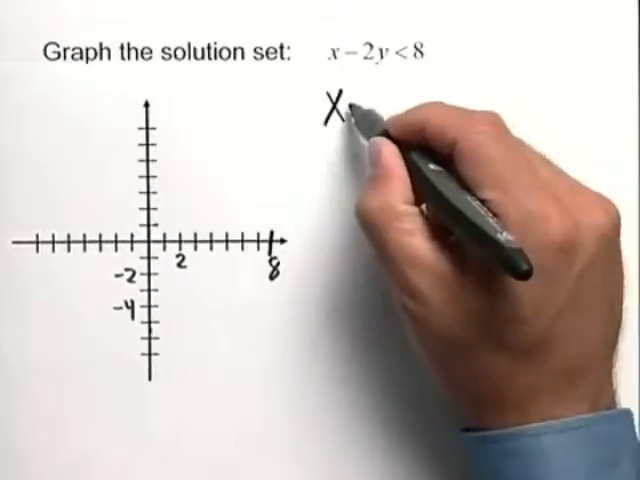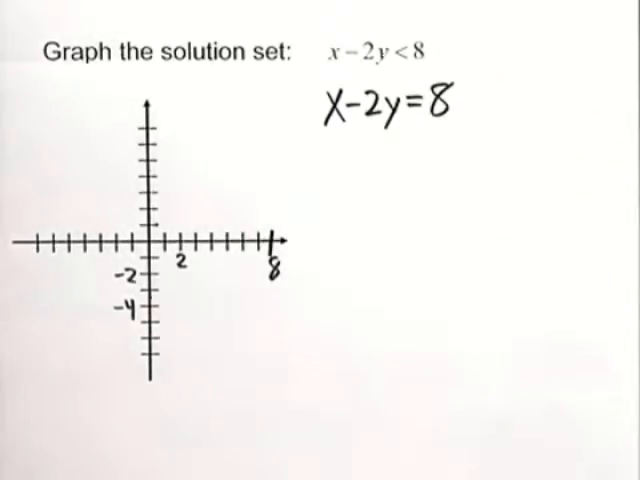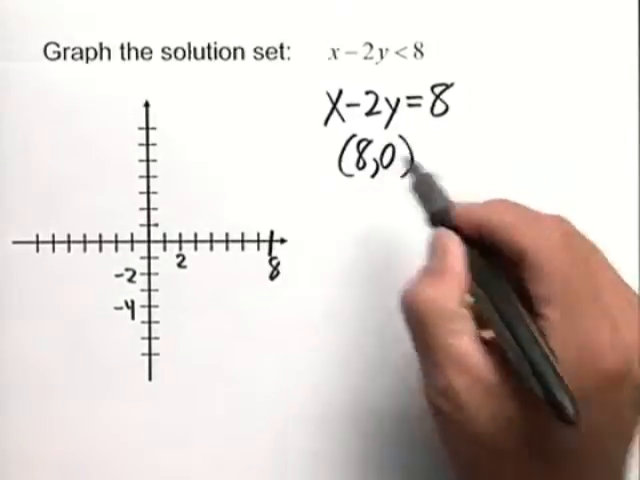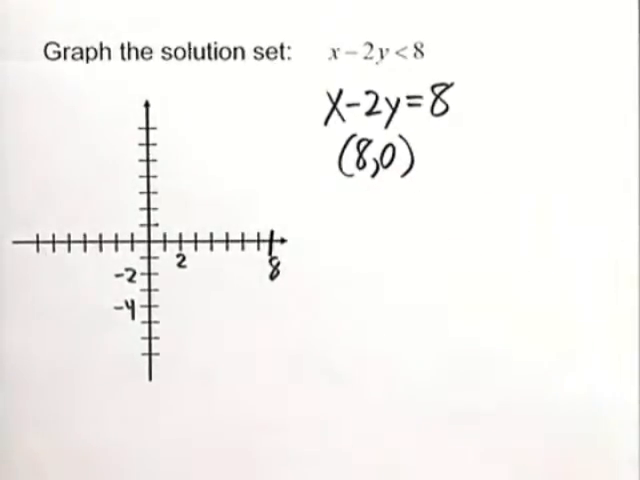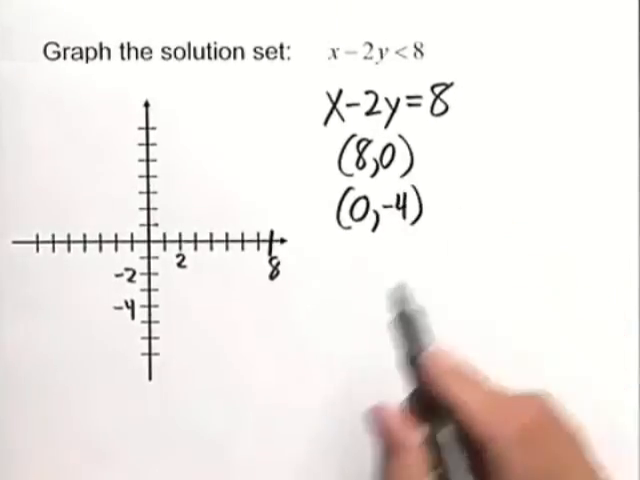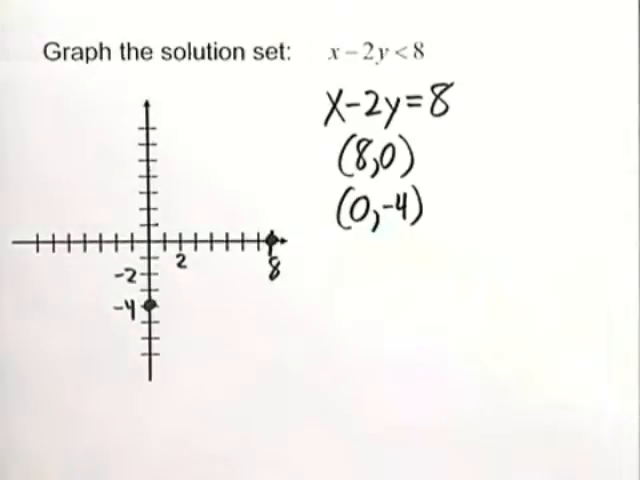First thing we need to graph is actually a boundary line between the true and the false ordered pairs. And you can graph this any way you want. You can use intercept, slope-intercept form, anything like that. I'm just going to go ahead and graph the intercepts. 8 comma 0 is the x-intercept, and the y-intercept is 0, negative 4. So let's label those here, knowing that we're going to graph those.